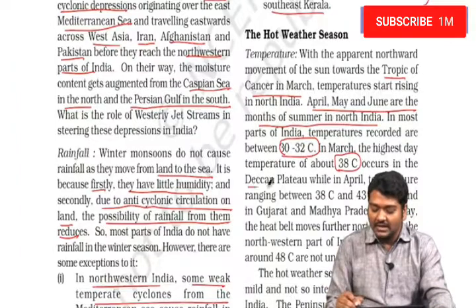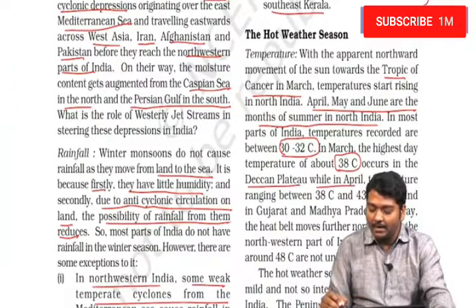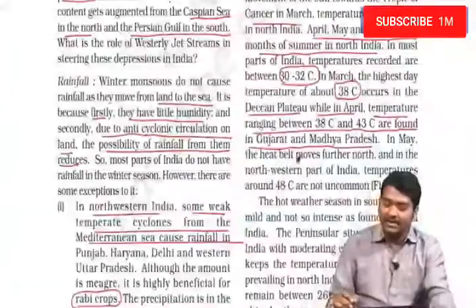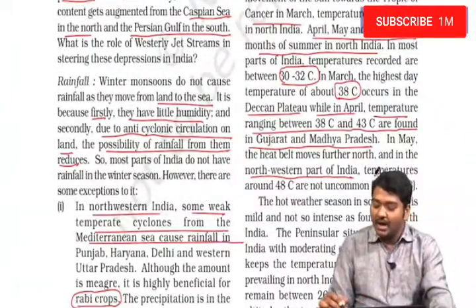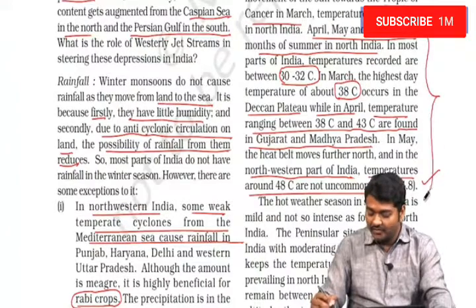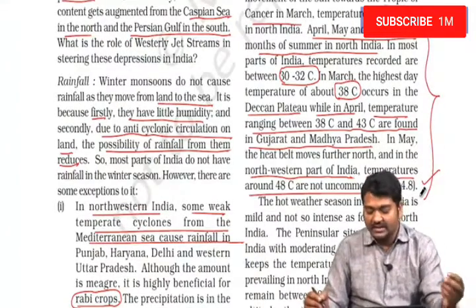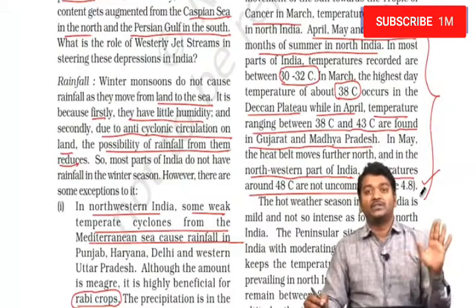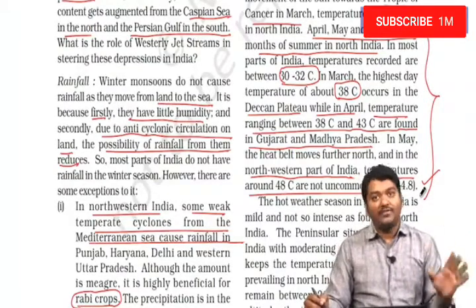It occurs in the Deccan Plateau, while in April, temperatures ranging between 38 to 43 degrees Celsius are found in Gujarat and Madhya Pradesh. In May, the heat belt moves further north, and in the northwestern part of India, temperatures around 48 degrees Celsius are not uncommon. Very, very important for us to look at this. This is just talking about the temperature. I have always told you, talk about temperature differences in different parts of India.